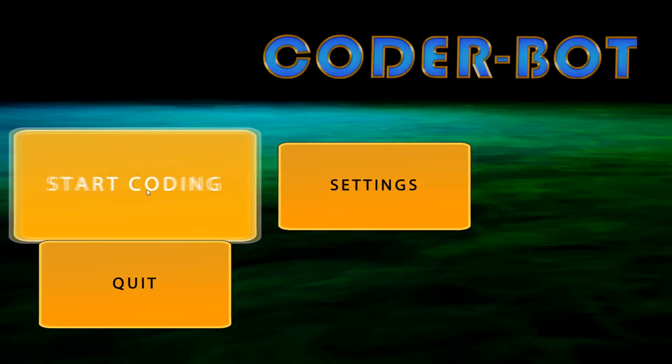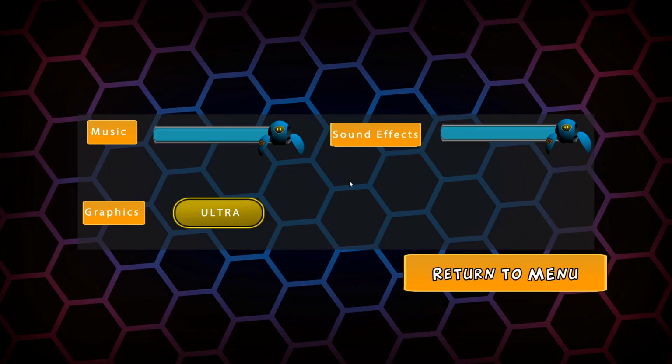It's called CoderBot, and it's designed to teach young children the three basic programming constructs. So this is the main menu of CoderBot. If you click the settings, you can adjust the volume of the music, and also the volume of the sound effects. You can also change the graphics setting from ultra to very low.